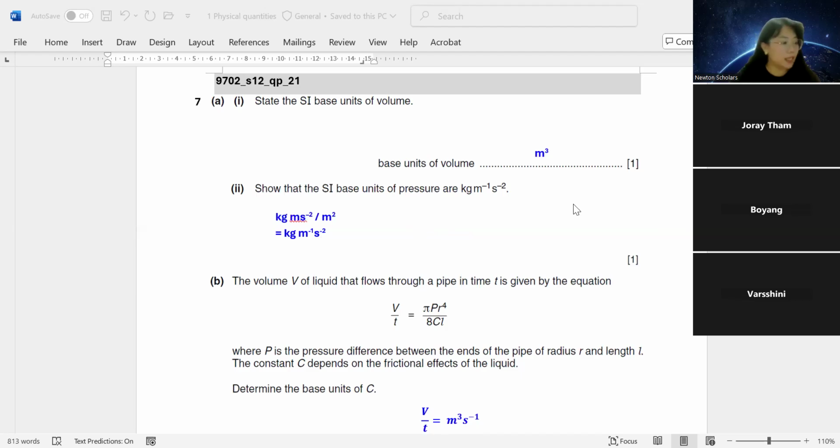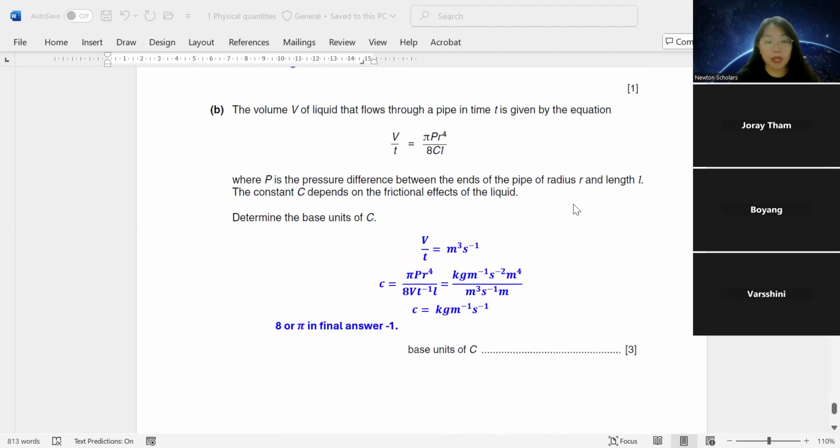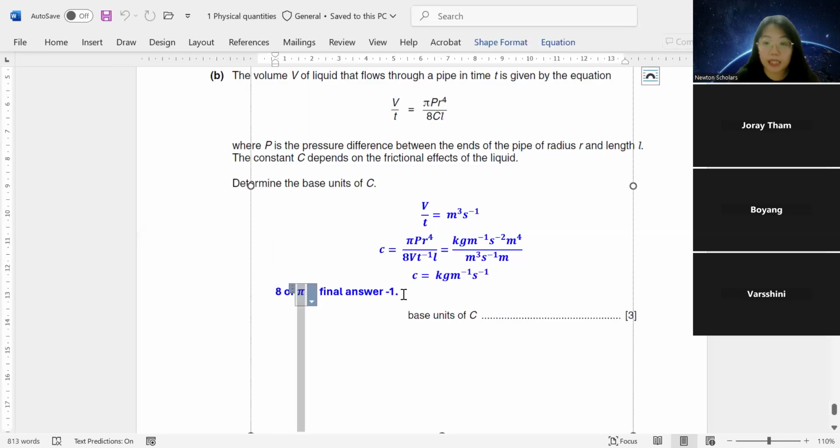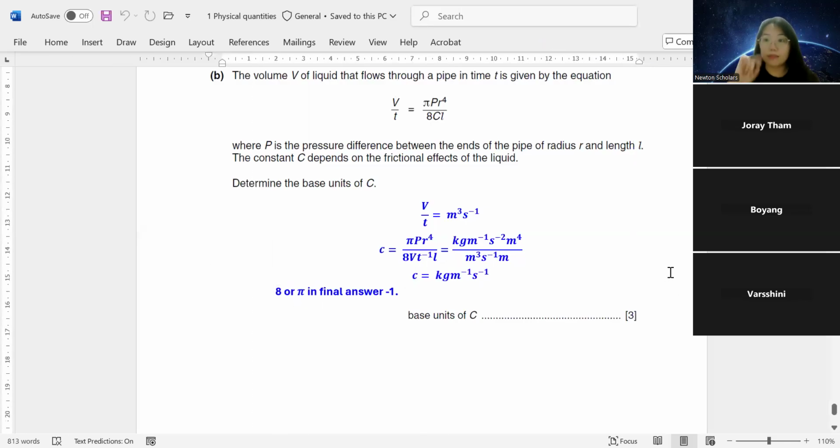Then 7B, this is my answer. If your final answer contains x, a value of x, or pi, they will deduct 1 mark. They will deduct 1 mark. The value and pi are just values, not units. We just need to consider the unit, so pi we ignore. Then P is the pressure.